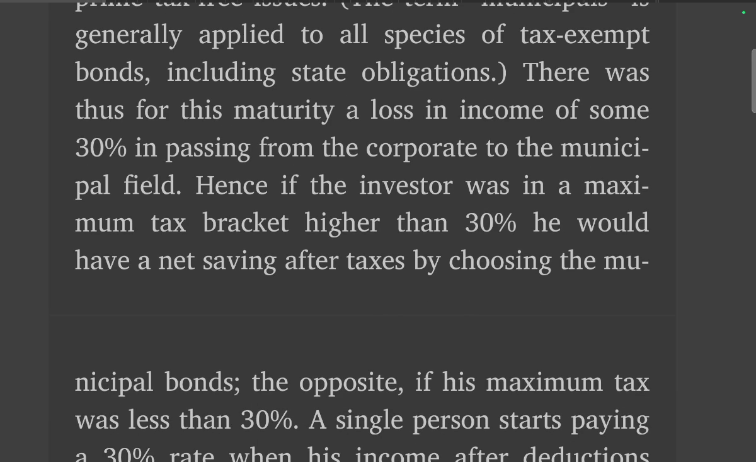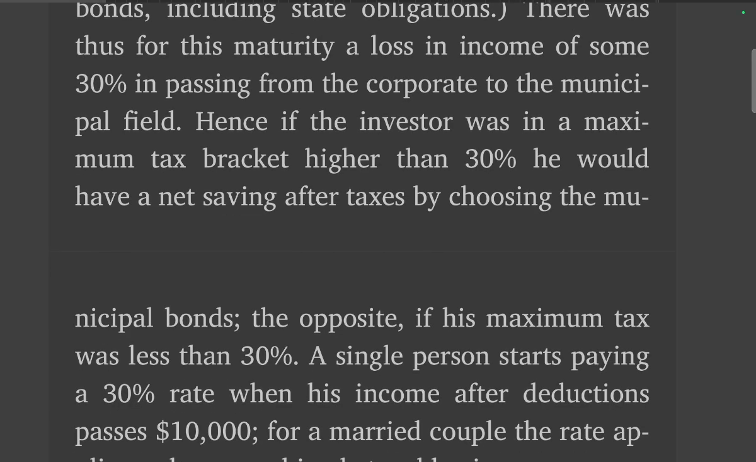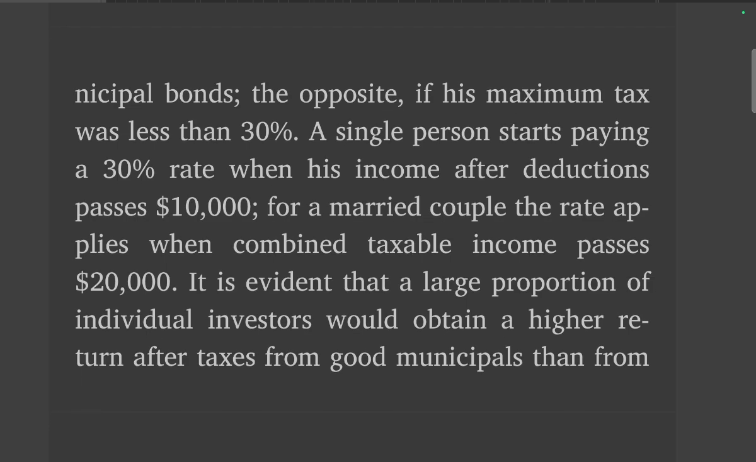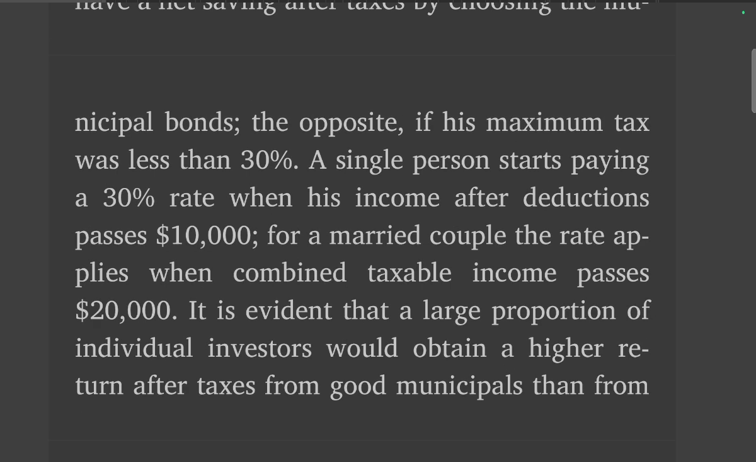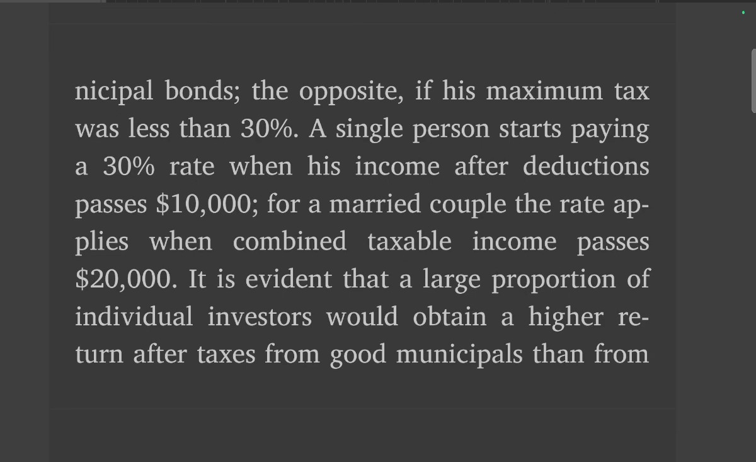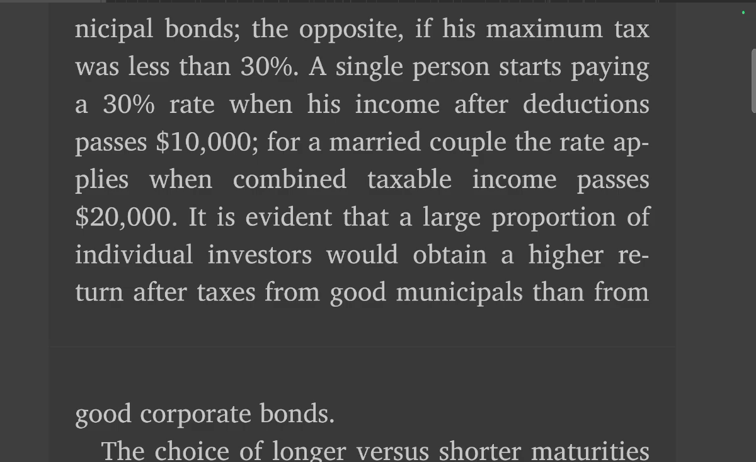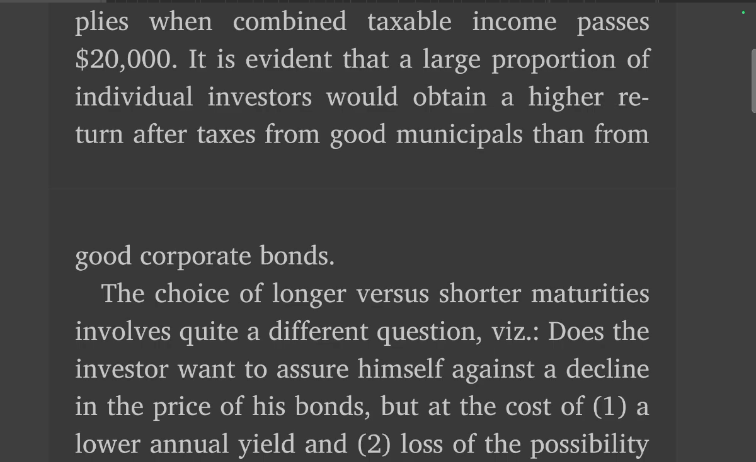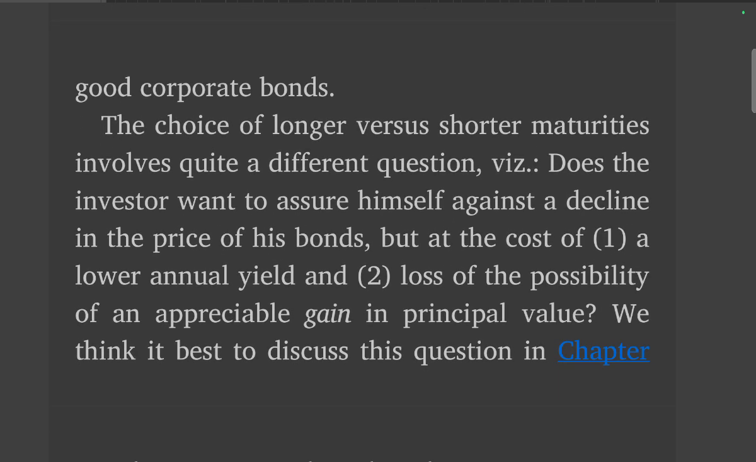Hence, the investor who has a maximum tax bracket higher than 30% would have a net savings after tax by choosing the municipal bond option. If the maximum tax rate is less than 30%, a single person starts paying 30% rate when his income after deductions passes $10,000. For a married couple, the rate applies when the combined taxable income passes $20,000. It is evident that a large proportion of individual investors will obtain a higher return after taxes from good municipals than from good corporate bonds.